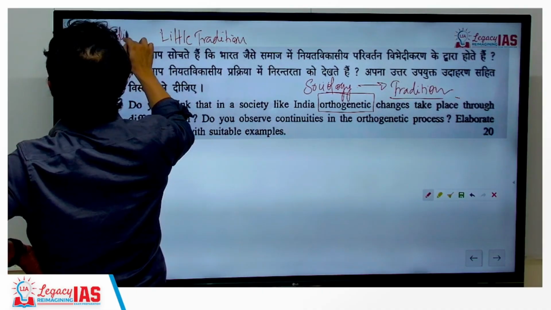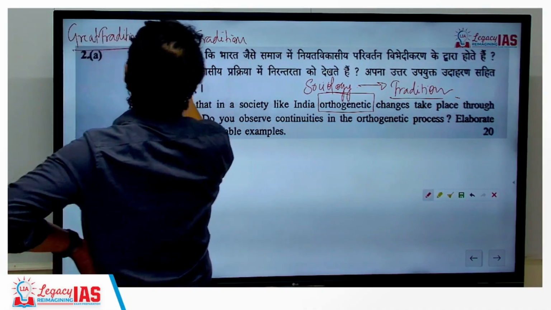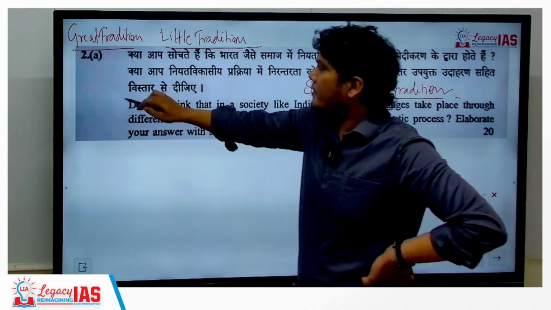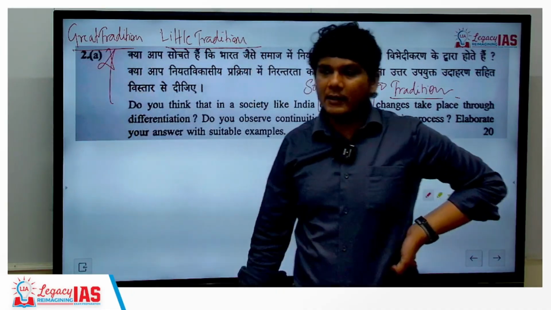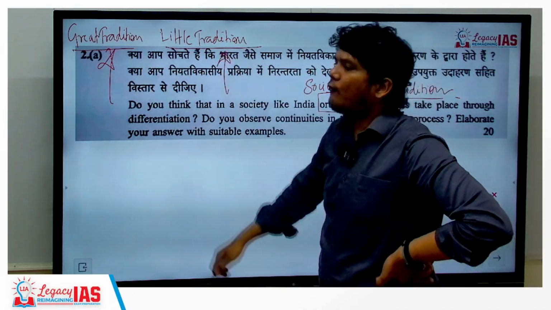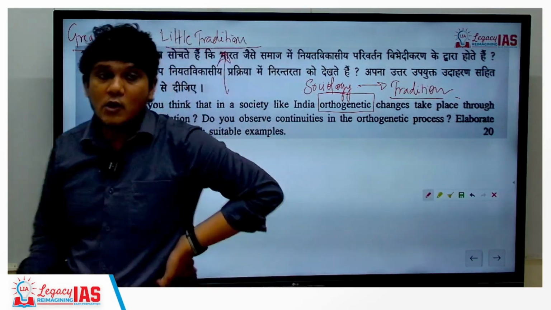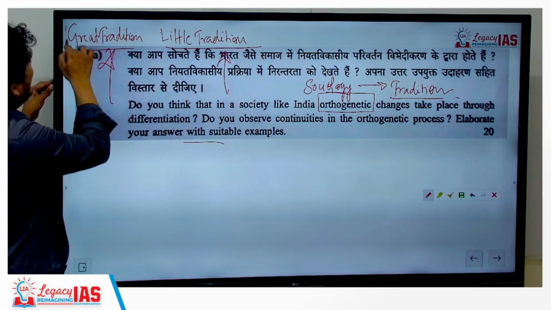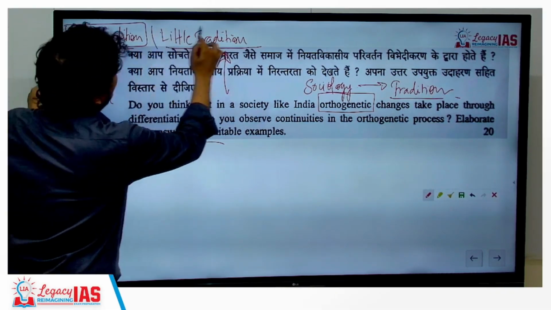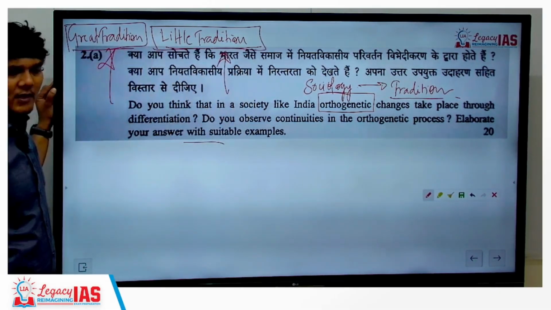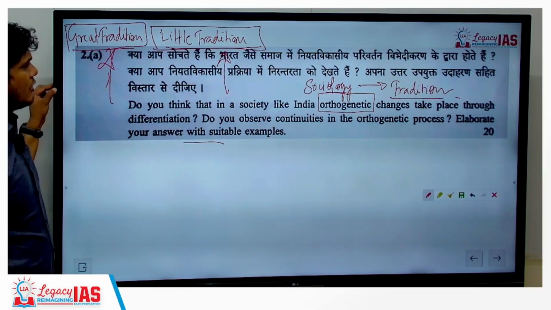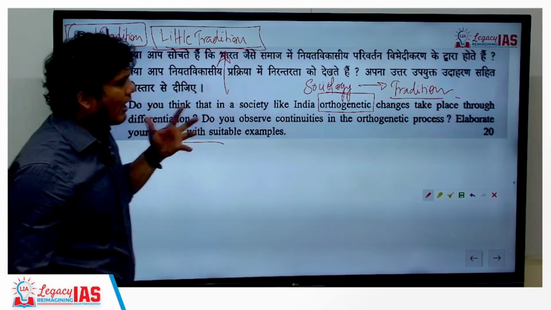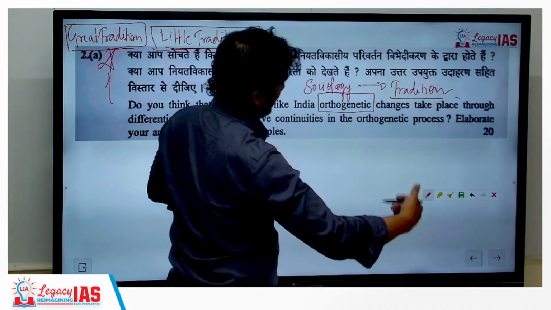So you have to talk about the great tradition and you have to talk about the little tradition. The great tradition is being followed by the upper caste, the little tradition is being followed by the backward caste. So you should know these things, right? Of course, this is directly present in our syllabus, directly covered in the classes. So you talk about the great tradition, you talk about the little tradition. Let's see how the structure will look.